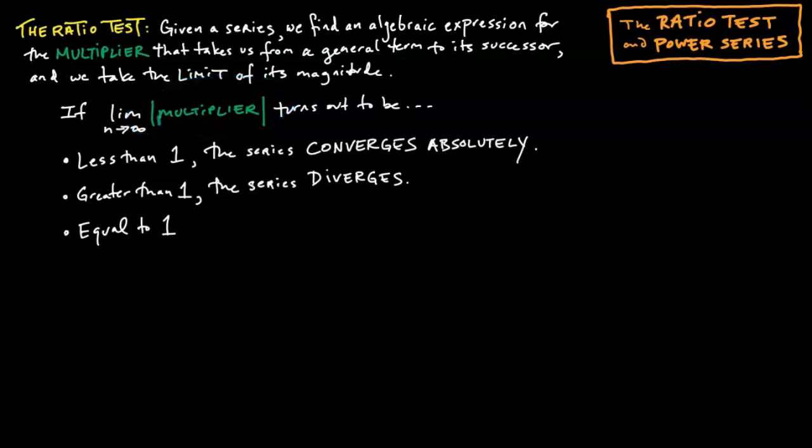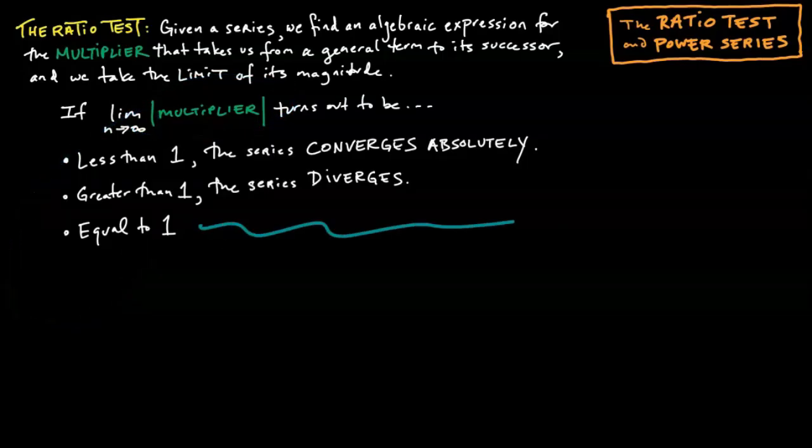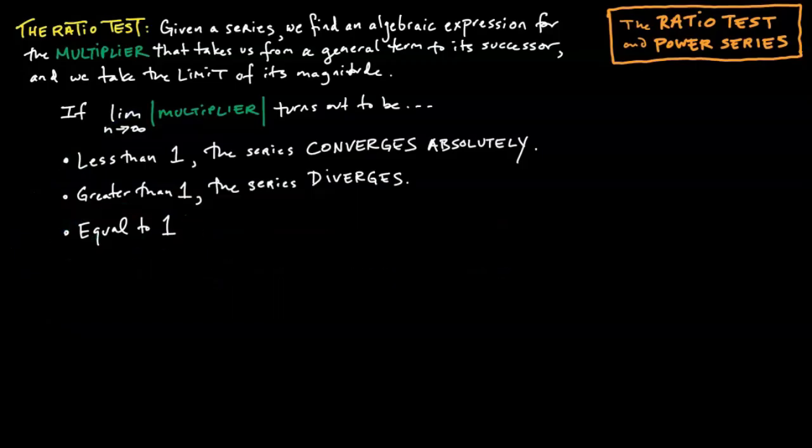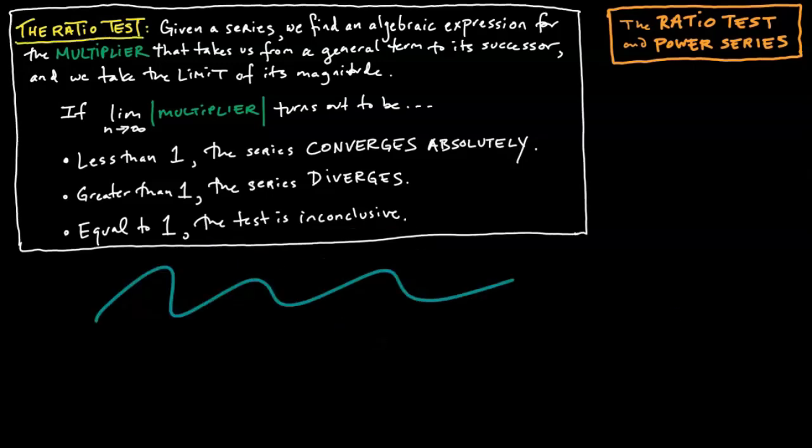If the multiplier is not constant, but it approaches 1 in the limit, the series might diverge or it might converge, which means that if it's equal to 1, there's really nothing we can say about the series, at least not on the basis of this particular test. So if the magnitude of the multiplier approaches 1 in the limit, all we can say with this test is that the test is inconclusive, and you'll have to try some other method. And that's the ratio test. I hope it makes sense to you. It's actually very intuitive if you understand how it's related to geometric series.